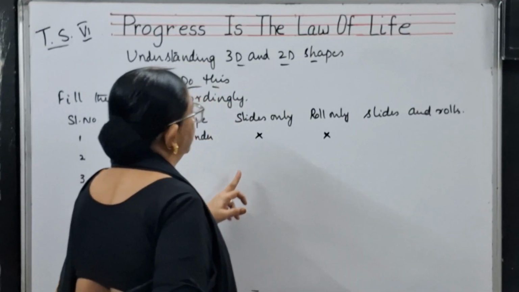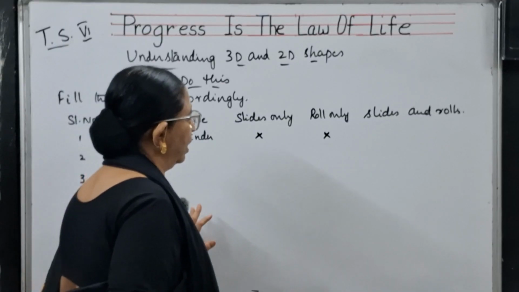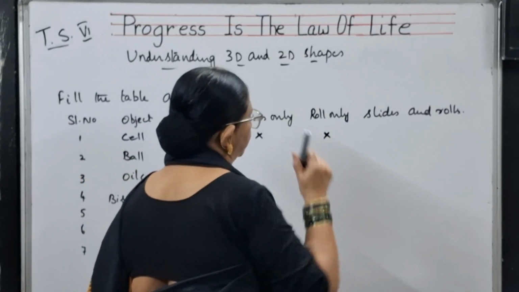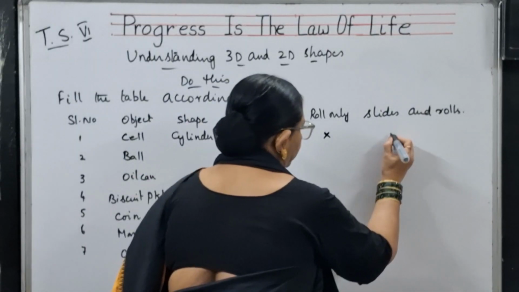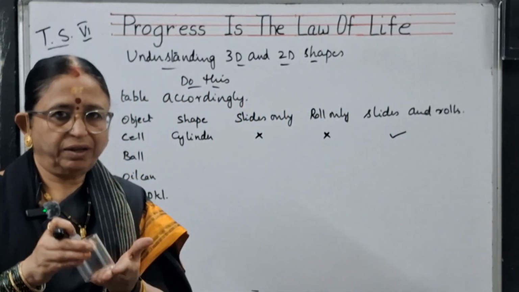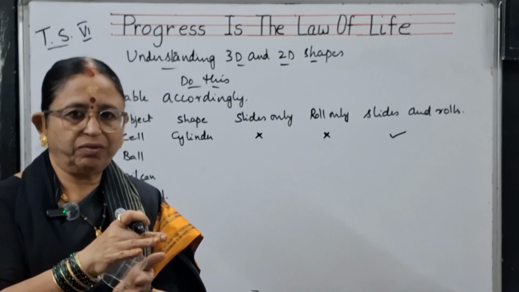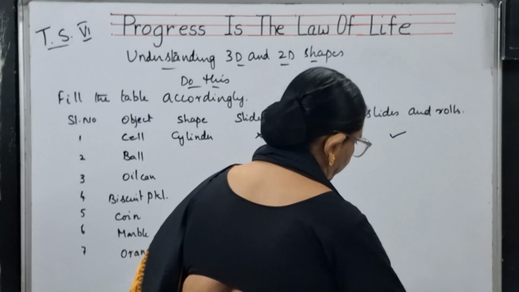Slides only means it will not roll, it will only slide. And rolls only means it only rolls, it won't slide. But this one is slide and roll. You can move it in this way, sliding way, rolling way. Any way you can move it. So this is slide and roll.